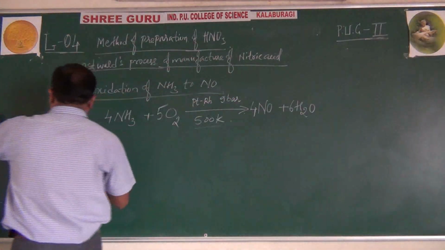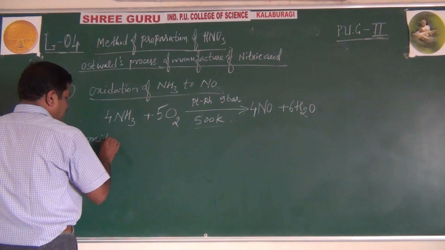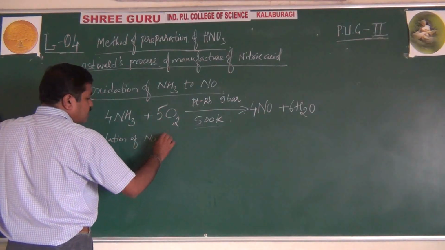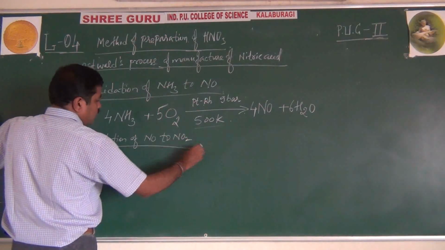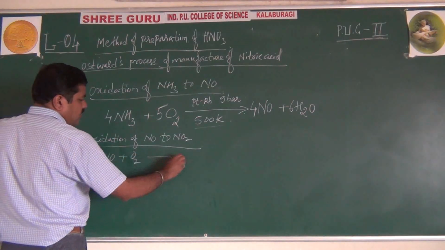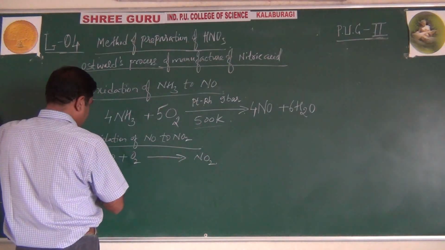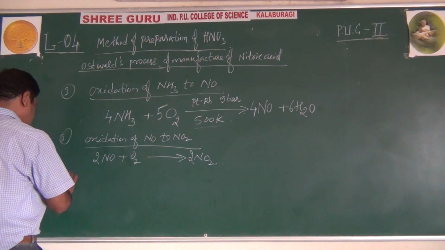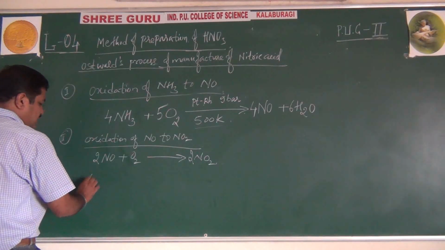Then the second step is oxidation of nitric oxide to nitrogen dioxide, NO2. Simple it is. Nitric oxide is highly susceptible to oxidation. It gets converted to nitrogen dioxide very easily. 2NO plus O2 giving 2NO2. Simple oxidation it is.